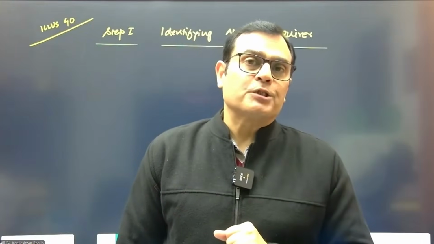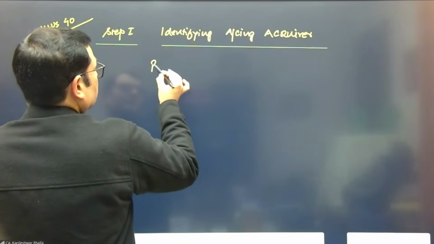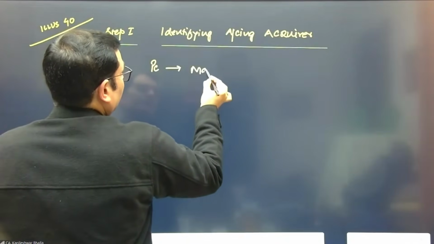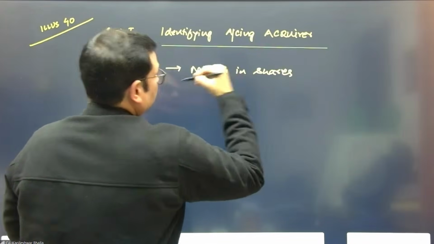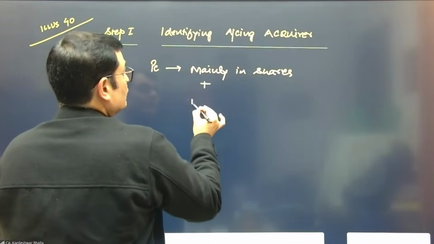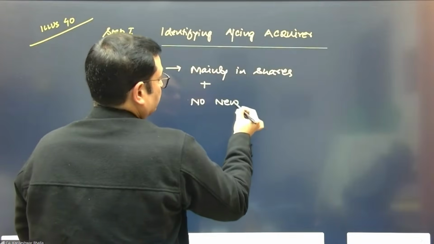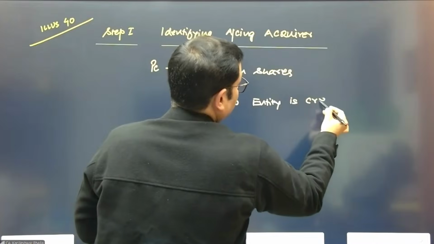Now, once it is a transaction between unrelated parties, the next thing you need to zero down on is to decide whether this is an acquisition or a reverse acquisition. And step number 1 has a very vital role in that. So let's do one thing. We can see that the purchase consideration is mainly in the form of shares. And I can also see very clearly that no new entity is created.